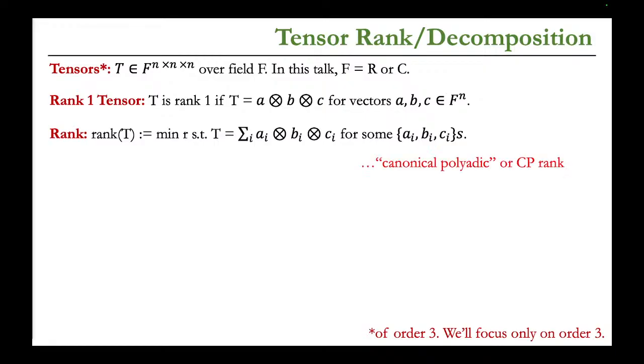So if you want the name of it, I think people call it the canonical polyadic rank, or CP rank. That's basically the rank we're going to work with. Okay, why are we working with this rank? In some sense, it's a natural generalization of matrix rank, right?